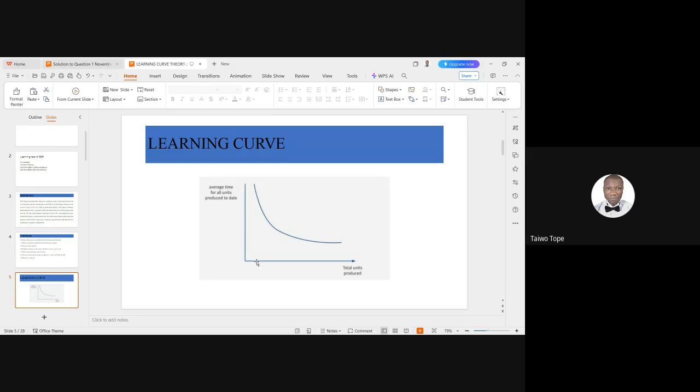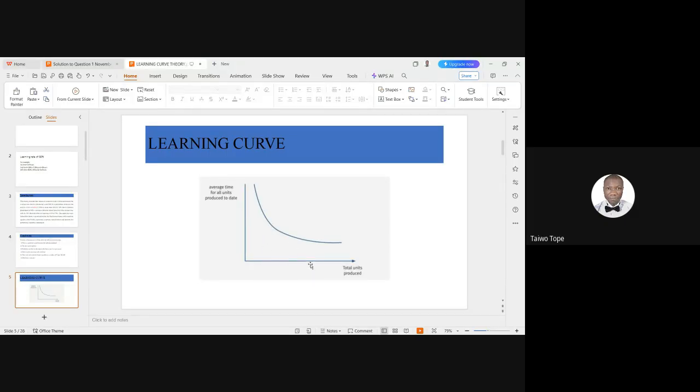But as you keep producing, the average time falls, it declines. So you get to a point whereby no matter what you do, it will just be a straight line. At the first instance, when you start production, you start learning, so you use more time. The average time for all units produced to date is high. As you keep producing, it falls.